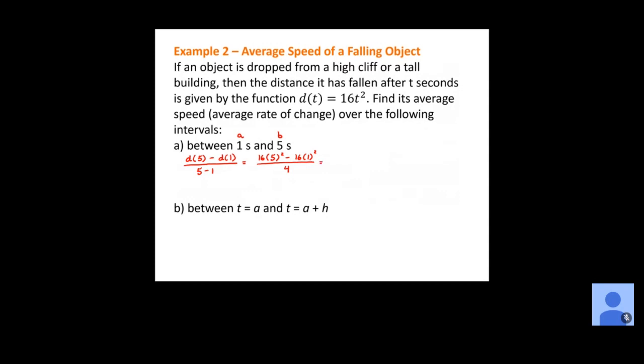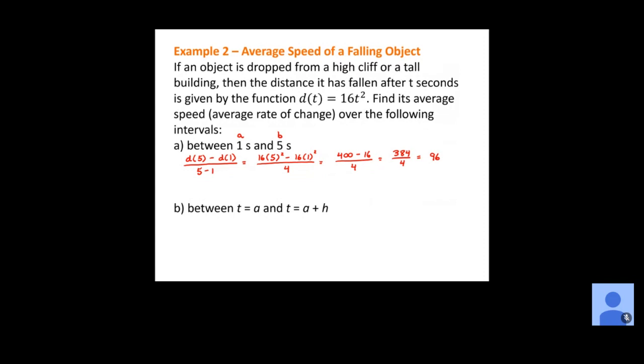Now it's just a matter of simplifying the numerator here. So we're going to have 16 times 5 squared. Well, 5 squared is 25, and if I multiply that by 16, that should give us 400. 1 squared is 1 times 16 is 16. And if we subtract that now, 400 minus 16 should give us 384. And if we divide that by the 4 in the denominator now, that should give us 96. And so 96 is our average rate of change.